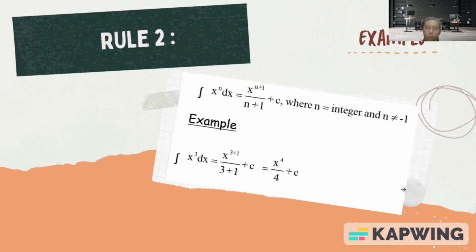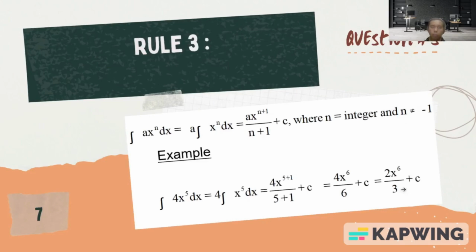For the next rule, we have x to the power of 3 dx. That means we want to integrate x to the power of 3, it will become x to the power of 4 over 4 plus c. For rule number 3, we want to integrate 4x to the power of 5 dx.